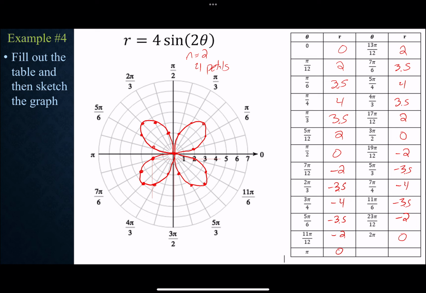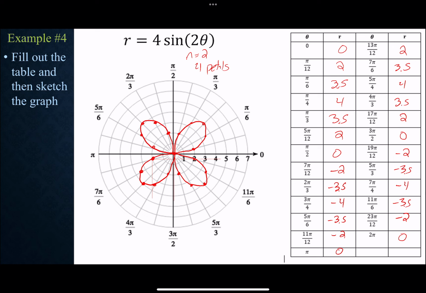All right, and that's why we want to be using the pi over 12s, even though they're not showing up on the unit circle, because it's helping create the overall shape. Without them, you can still create them, but your petal's going to be a little narrower. This kind of creates them a little wider, so it's better to see that. All right, so those are your roses.